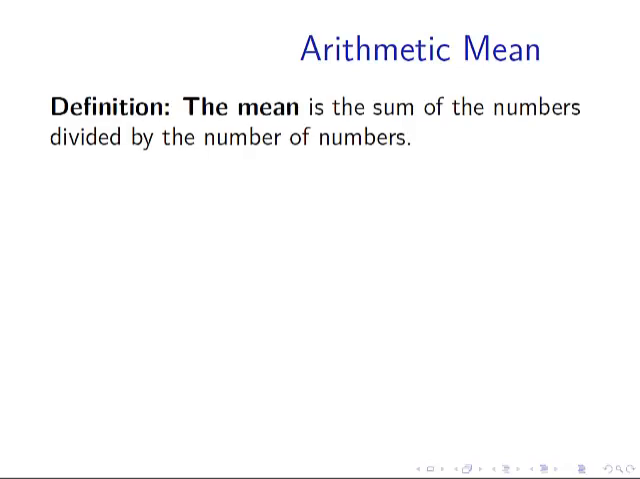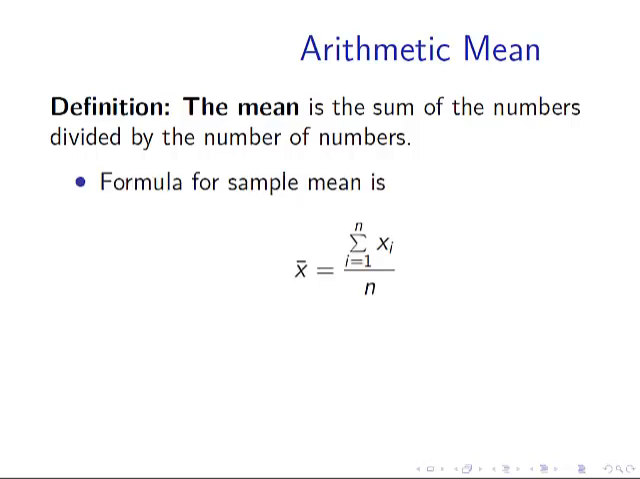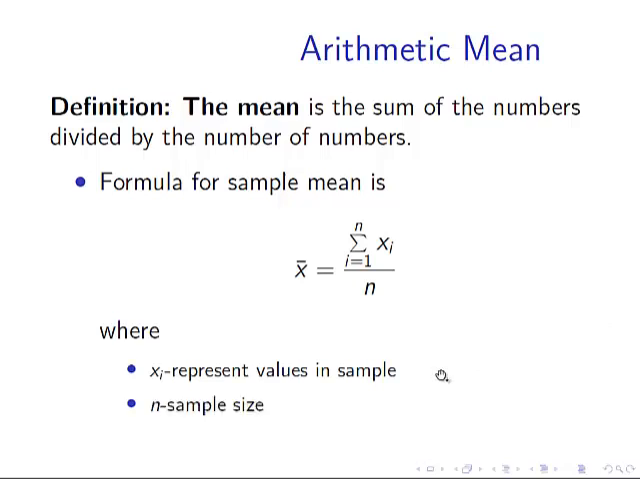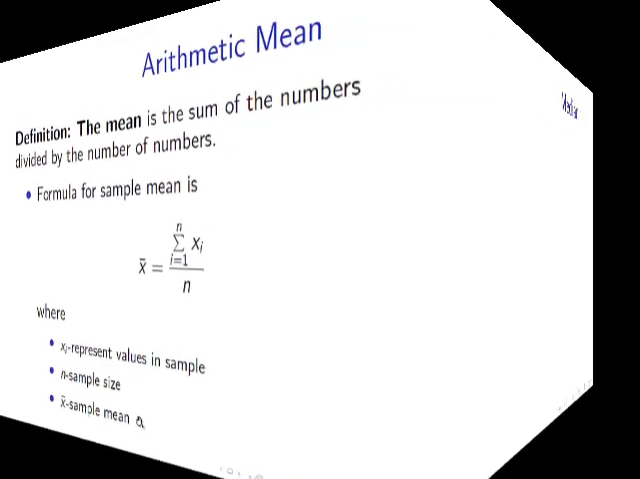First, let's start with measures of central tendency. Arithmetic mean. The mean is the sum of numbers divided by the number of numbers. The formula for sample mean is this. Sample mean we denote by x bar, it means x with a line on the top, equal to a fraction. In the numerator, you write the sum of all values in your sample, and in the denominator, the number of values in the sample. Here xi represents values in the sample, and x bar represents the sample mean.